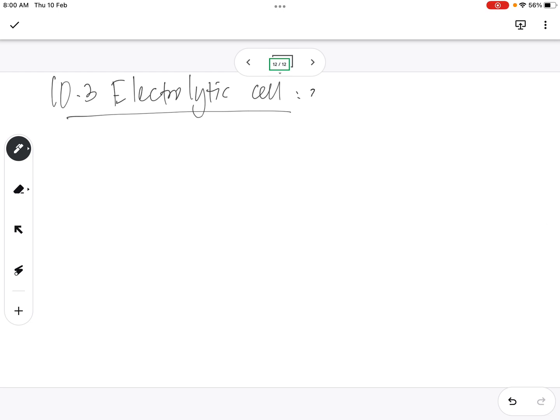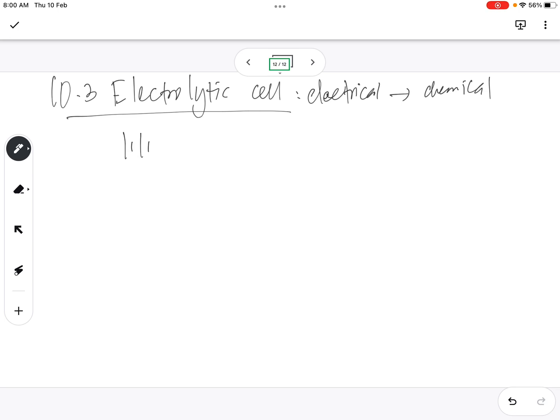Electrolytic cell dia tukar electrical energy to chemical energy. Dia convert electrical energy to chemical energy, opposite to electrochemical cell ataupun galvanic cell. So kita lukis simple diagram.